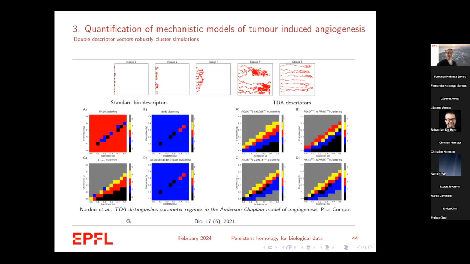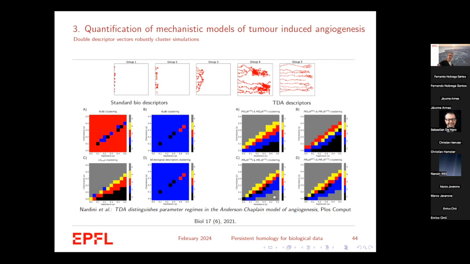Okay, so here you can see example outputs from this model. And again, visually, they're very different. And if you now apply standard biological descriptors, for example, looking at the number of tip cells here, or looking at the length of the longest vessel, then you can try and cluster the outputs coming from different combinations of the chemotaxis and haptotaxis parameters. And you don't really get much of a stratification here, maybe a little bit in the case of the length of the longest blood vessel.